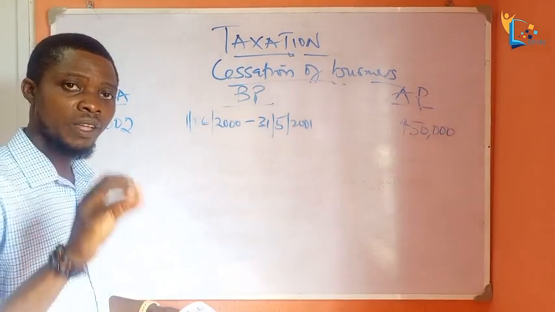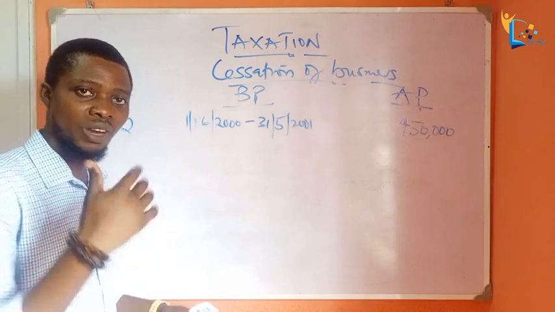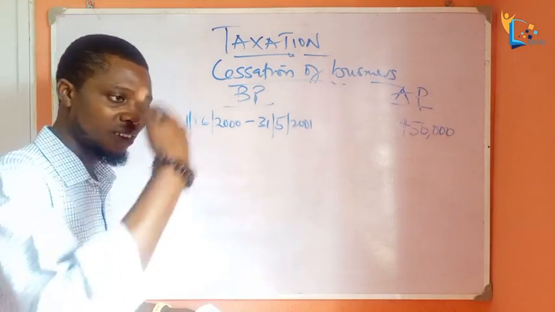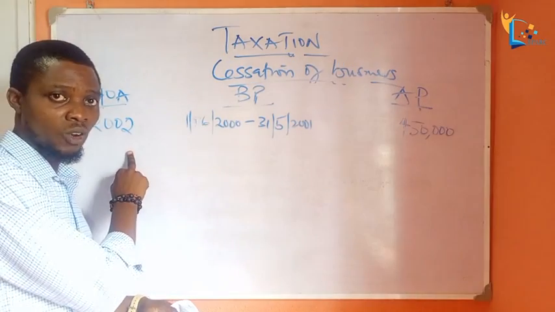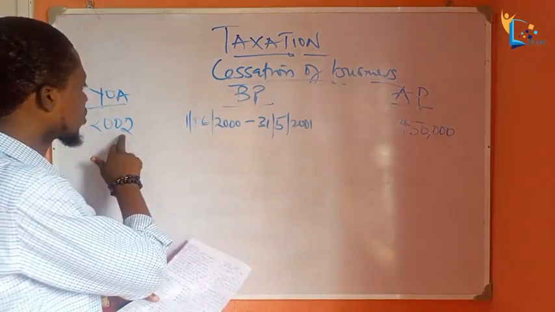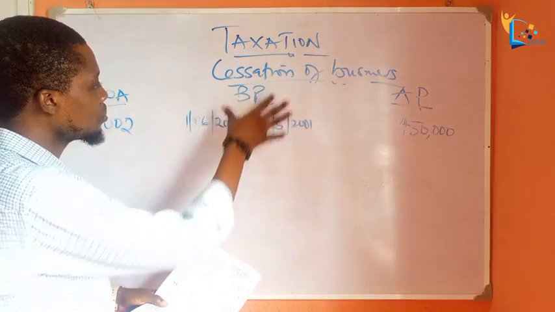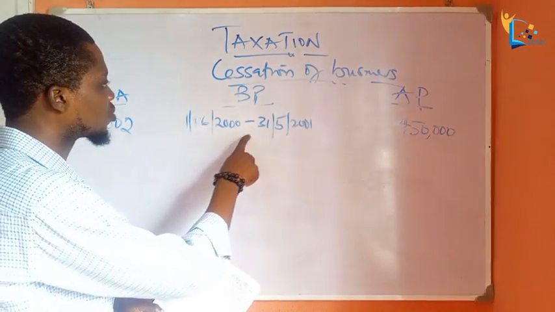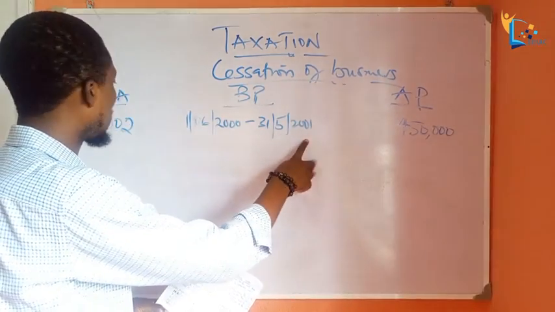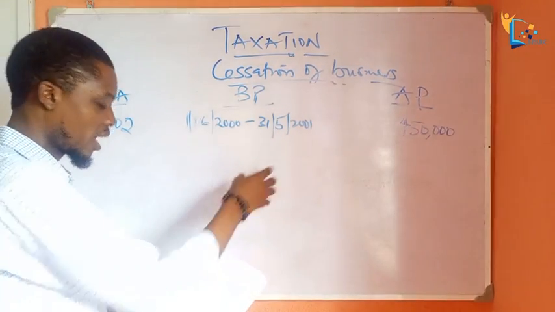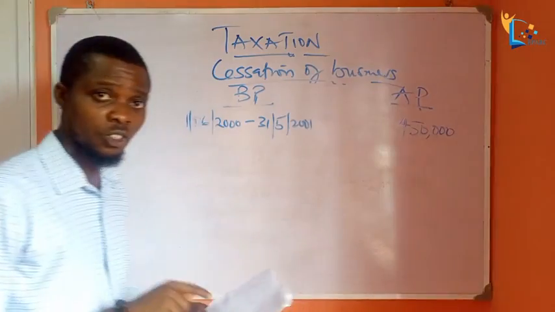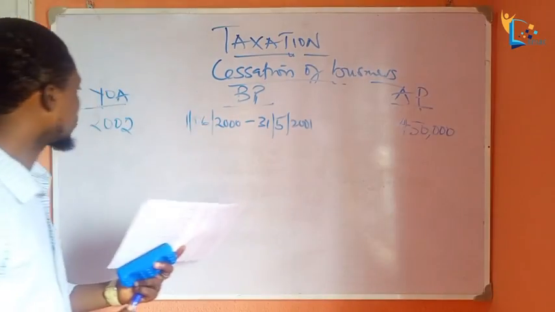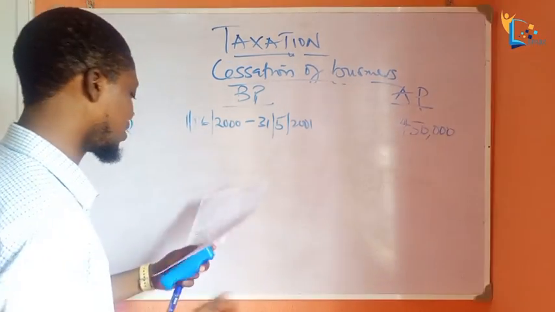Remember, once you ascertain your penultimate year, you ascertain your ultimate year, then the year before the penultimate year, you can start your computation from there. So, for 2002, basis period is 1st of June 2000 to 31st of May 2001. This is 12 months. And we have information on that, which is 450,000. Check your question, you will see it. Then 2003 is our penultimate year.